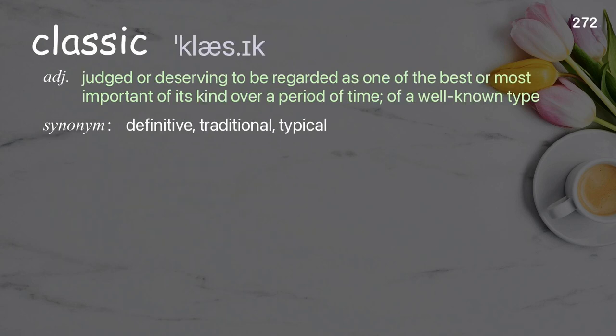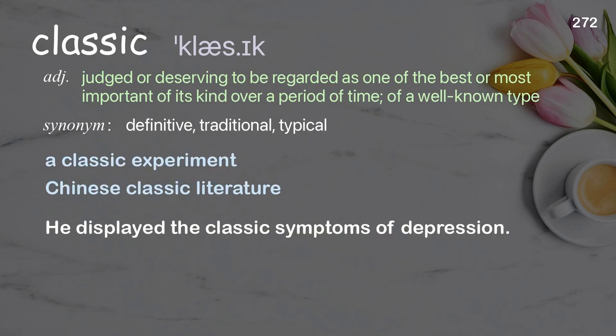Classic. Judged or deserving to be regarded as one of the best or most important of its kind over a period of time; of a well-known type. Examples. A classic experiment. Chinese classic literature. He displayed the classic symptoms of depression.